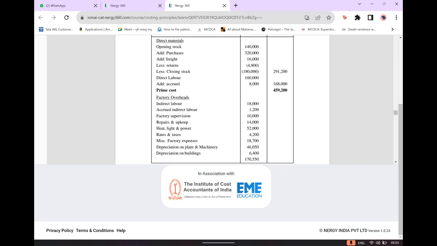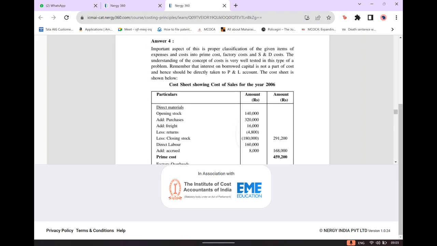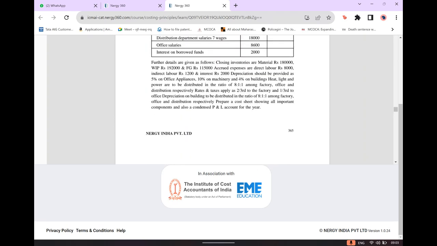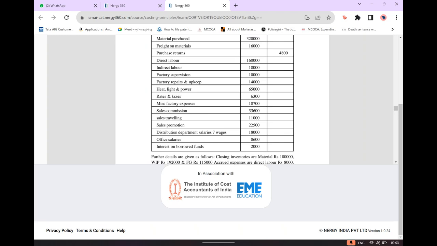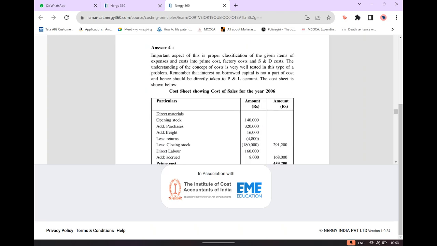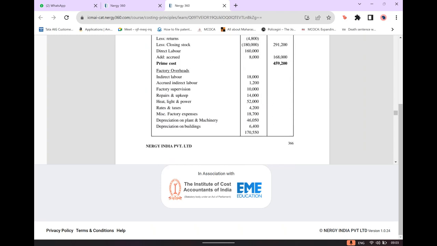Light, heat, and power will be distributed in 8:1:1. So 8 divided by 10 of the light, heat, and power will come here. Then you have rates and taxes, so it will be 2/3 factory overhead. So 2/3 of the total rates and taxes will come here.